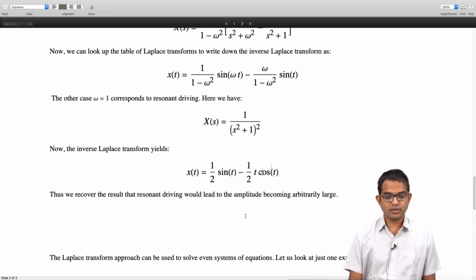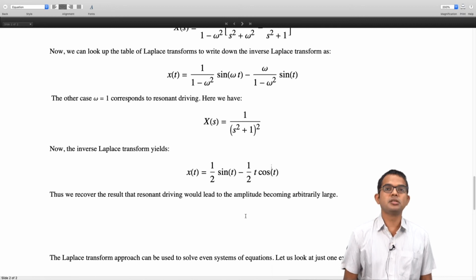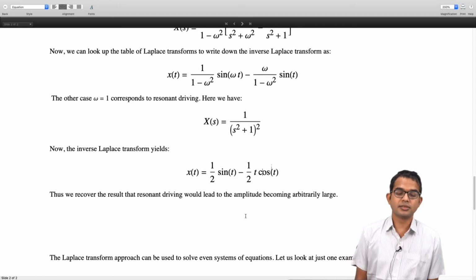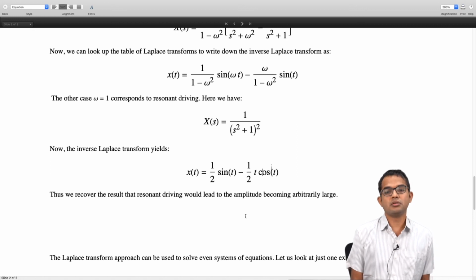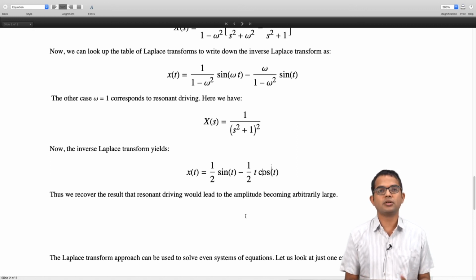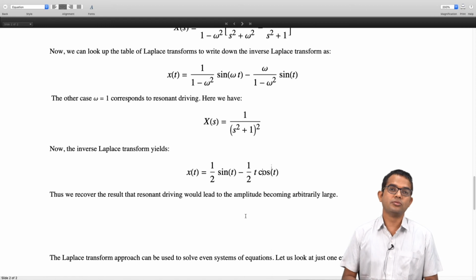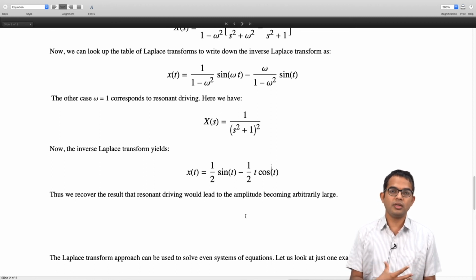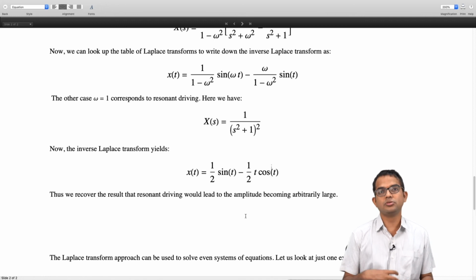Okay, so let's look at just one more example, and here we'll see the power of the Laplace transform approach to solve even a system of equations, right? So far we did not study systems of equations, where you have coupled differential equations, with more than one unknown variable dependent on the same time variable, but they're all coupled in some complicated way, and then you have to use not only your theory of differential equations but also some linear algebra in such contexts.